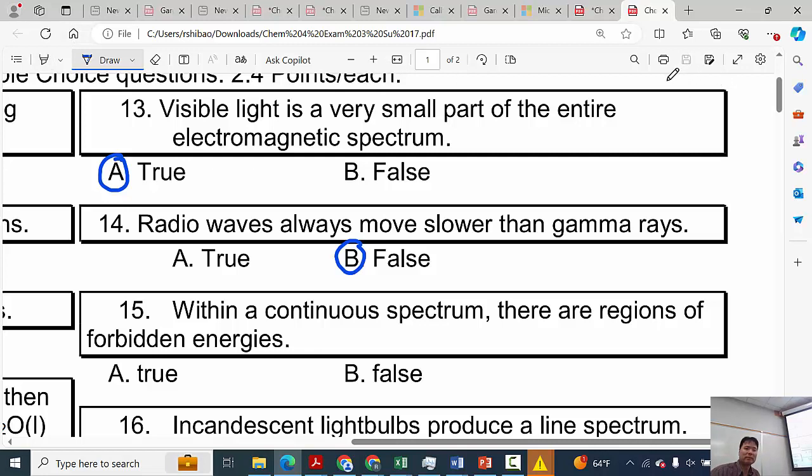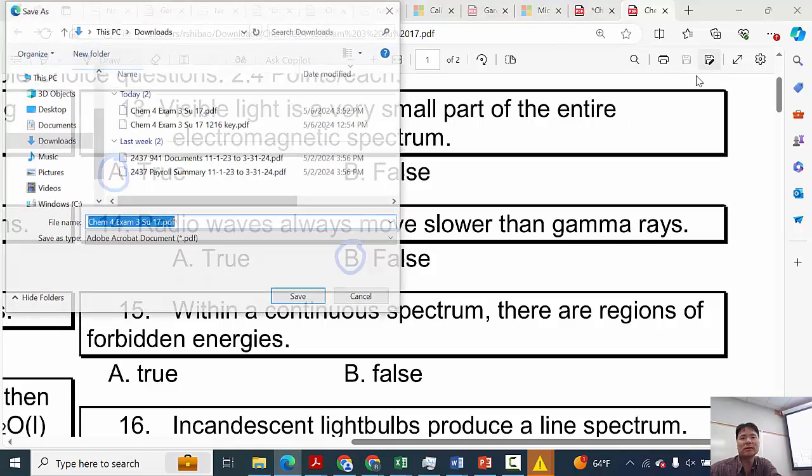That's enough, probably. Oh, I wasn't meant to save this. I was supposed to save this as.